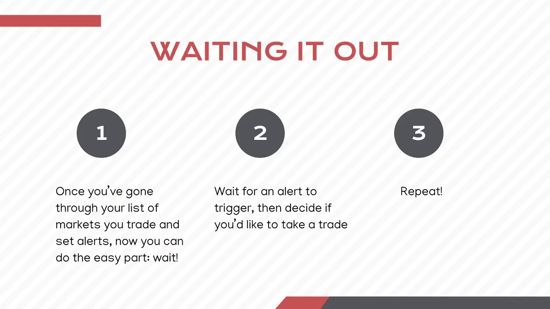Once you've gone through your list of markets that you trade and set all the alerts that are necessary, now you do the easy part, but it's also kind of the hard part. You could say easy, since you don't have to do anything, but psychologically difficult because of impatience and wanting results, that instant gratification. That's the hard part. But anyways, wait for an alert to trigger, then decide if you'd like to take the trade. So that's the final step, right? Once you've added it to your watch list and set your necessary alerts, you're waiting for that opportunity to either come your way, or maybe it doesn't and you just skip it.